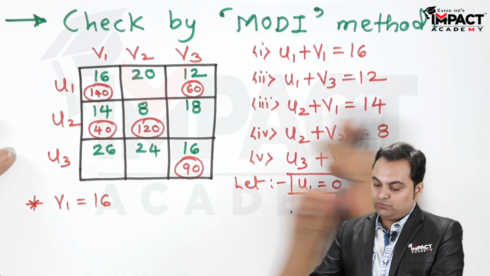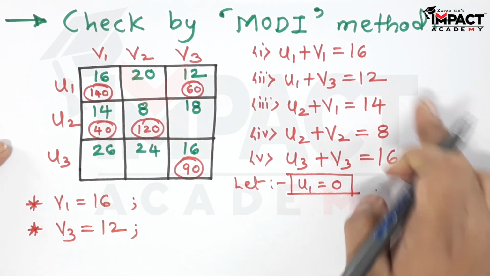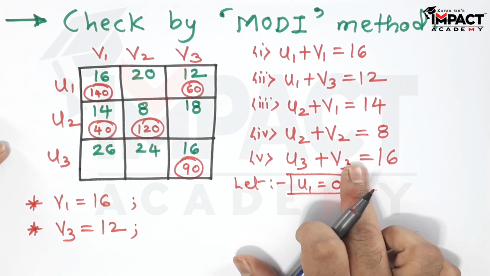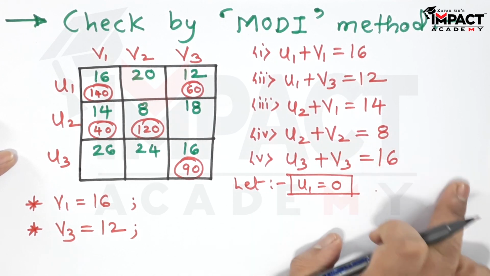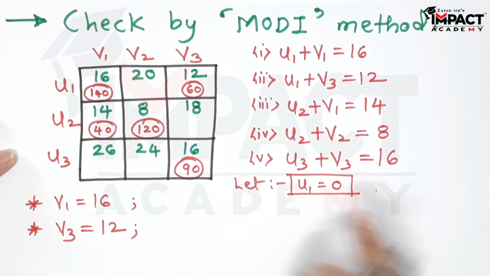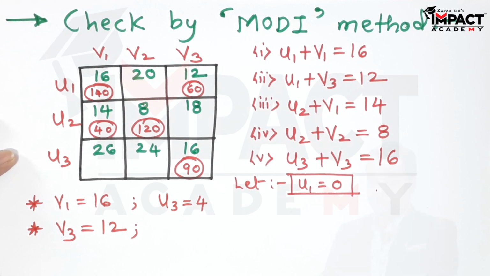Next, v3 is 12. Then when we put the value of v3 over here, which is 12, u3 would be 4, because 12 would go onto the other side. 16 minus 12, that is 4. So u3 is equal to 4.